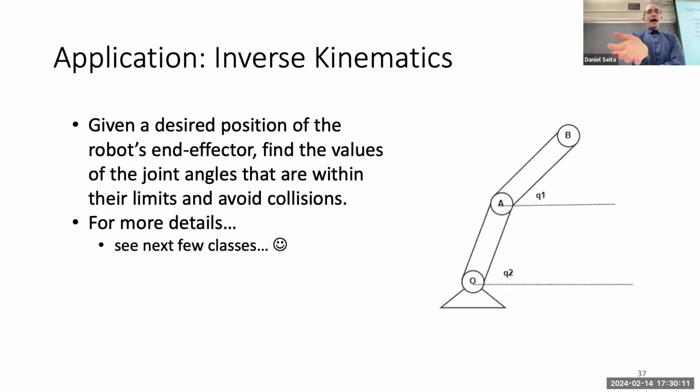And one application of constraint optimization is something that we call inverse kinematics. Inverse kinematics is the robotics problem of, given a desired position of the robot end effector, finding the values of the joint angles that are within the limits and which avoid collision. For more details, you can see the next few classes.